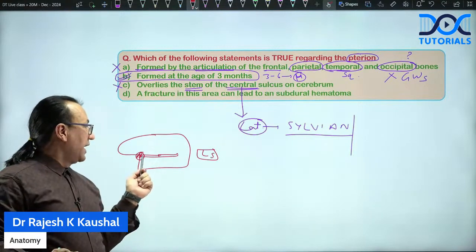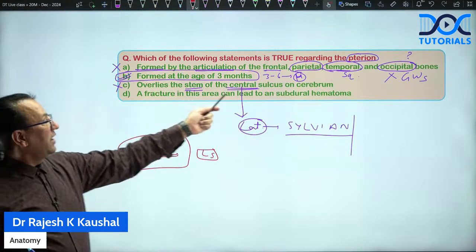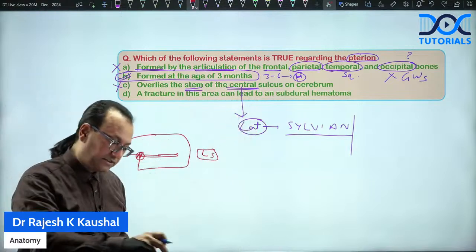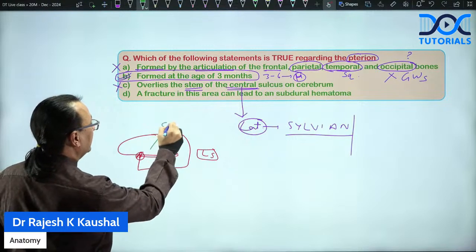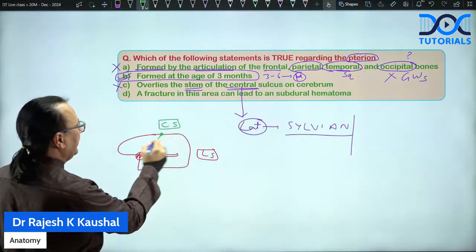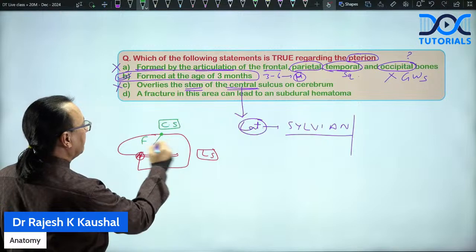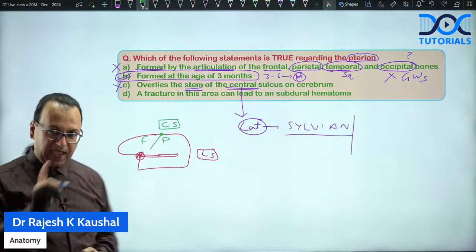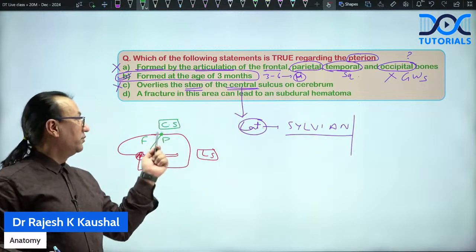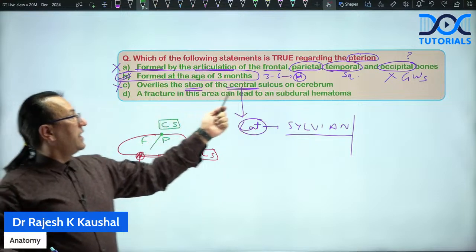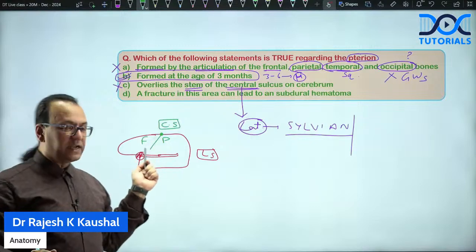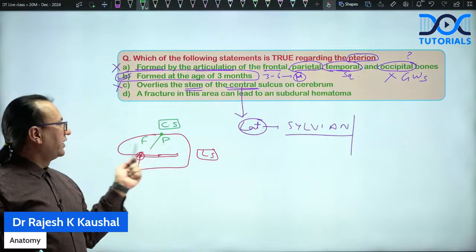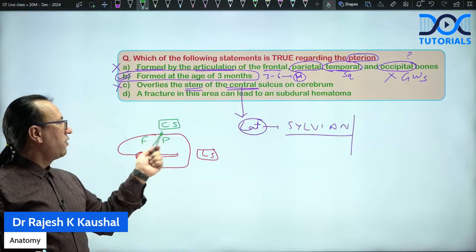the pterion is. And what about the central sulcus, which they have mentioned? The central sulcus will be running anterior-inferiorly like this. This is the central sulcus, which separates the frontal lobe from the parietal lobe. And that is not where we have the pterion. The question is asking about the central sulcus. Where is the central sulcus? This is the central sulcus. And what does the central sulcus do? It separates the frontal lobe from the parietal lobe. But that is not where we have the pterion.